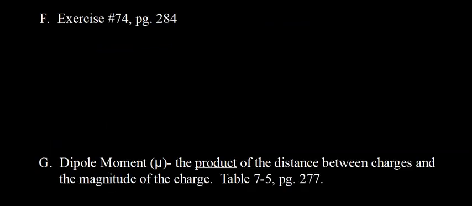Alrighty, go ahead and turn to page 284. Question or exercise number 74. It wants you to indicate whether each of those bonds is polar or non-polar. And if it is polar, to use the delta positive, delta negative, to indicate which side of the bond is partially positive and which side of the bond is partially negative.